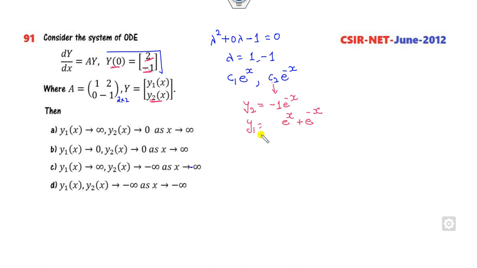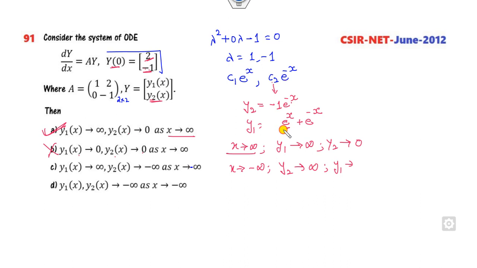Fine. Now, what will happen when x approaches infinity? So y1 is infinity. Here, y2 goes to 0 because it's 1 over infinity. So the first option is correct. y2 goes to 0, y1 is cancelled out. When x approaches minus infinity, y2 goes to infinity. y1 goes to 0, this goes to infinity. So both are infinity, and this is negative, so y2 is minus infinity. So y2 is minus infinity, that's correct. Both tending to minus infinity is a wrong option. So the right answers are A and C.